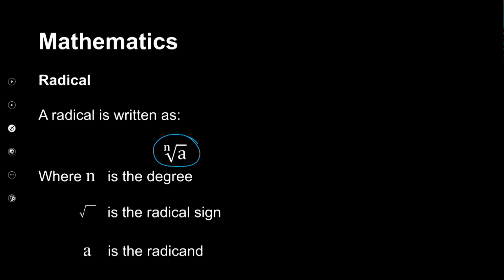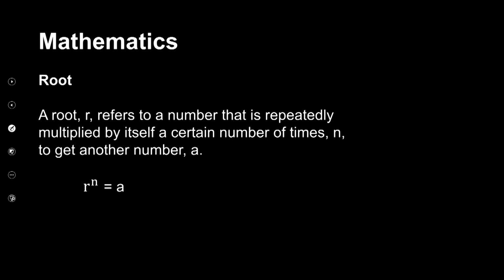And then the radical will be, or rather the square root will be the radical sign. Lastly, the a will be the radicand. Now it's what we want to find. How do I then change it to be an exponential form or to be a certain number that I have?